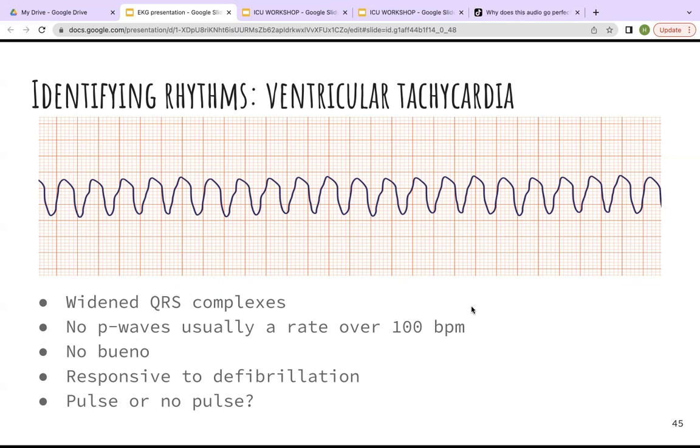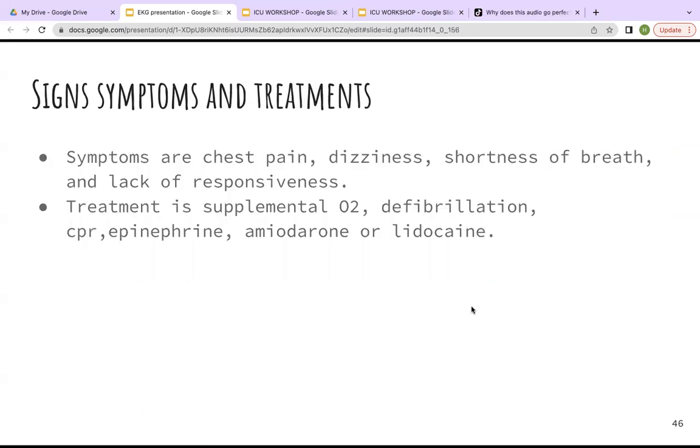But when dealing with ventricular tachycardia, we need to know if they have a pulse or no pulse. Sometimes they can be responsive and alert, so you're not going to want to defibrillate an awake and alert patient. We may be able to treat it differently, but typically if someone goes into this rhythm, they're not going to continue to be responsive for much longer. Symptoms are chest pain, lack of responsiveness, shortness of breath. Further on in the treatments, you're going to give them supplemental oxygen, CPR, epi, amiodarone, or lidocaine, and defibrillation.